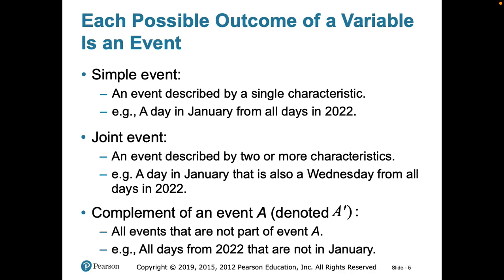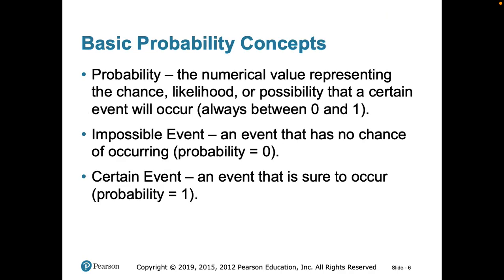And then we have the complement of an event. So you have your event A, and then you have its complement. All events that are not part of A are going to be the complement. So for the first example, your complement is going to be any day that is not in the month of January. Any day in February, March, April, and so on and so forth is going to be the complement for event A, which is picking a day in January from 2022.